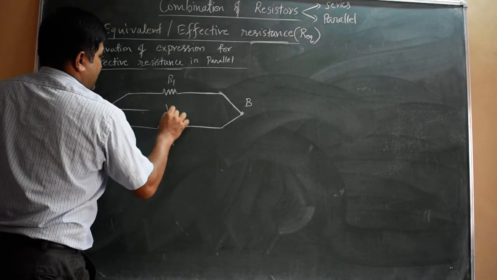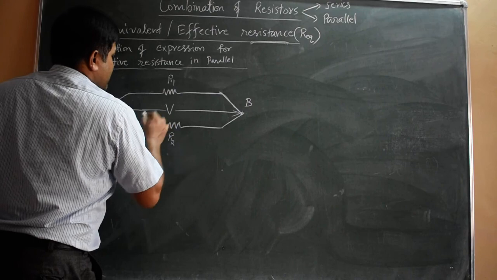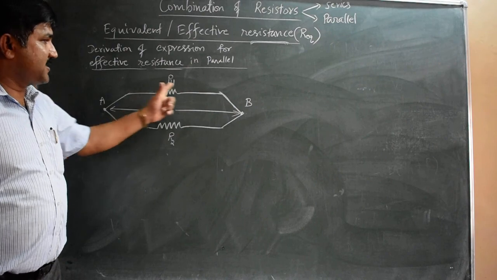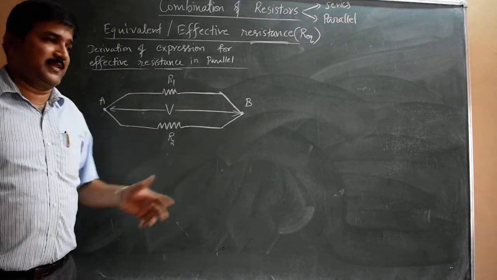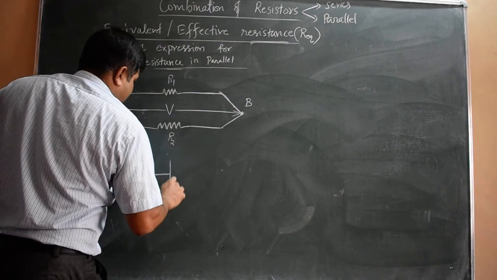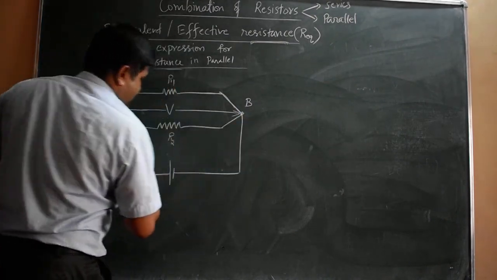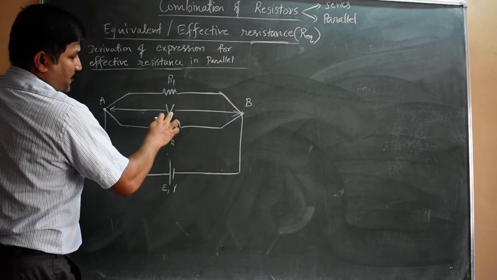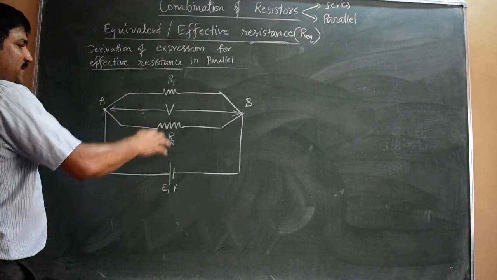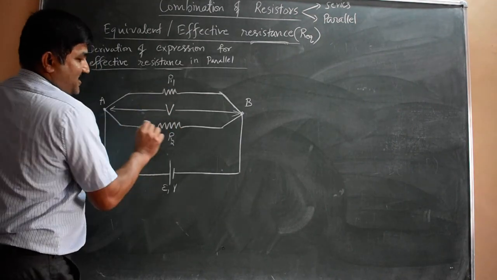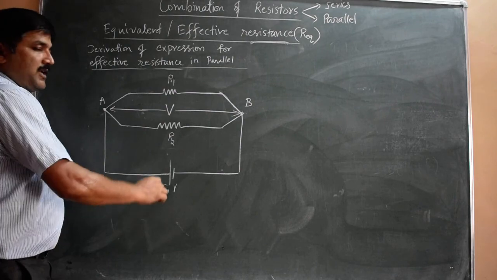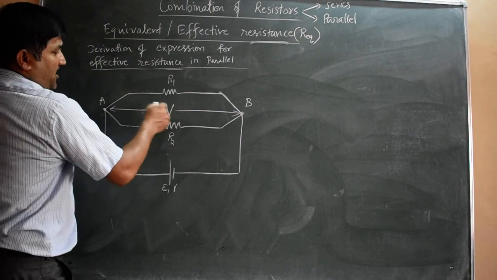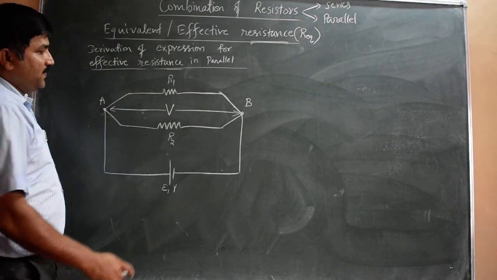In the case of a parallel combination, the potential difference across the resistor R1 or across the resistor R2 is the same. Now we connect a battery or cell of EMF epsilon and internal resistance R. Remember, potential difference is different from EMF for a cell. For a battery or cell we say terminal potential difference or terminal PD. Here the terminal PD and the potential difference across the resistors will be the same.